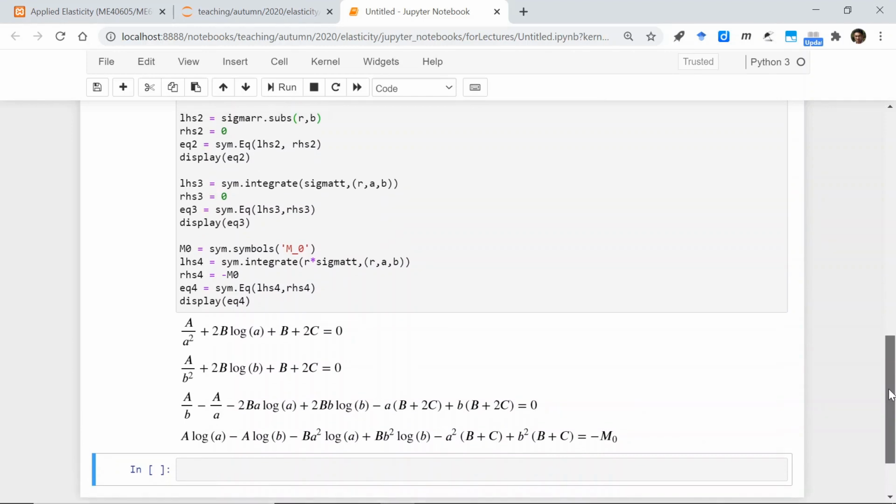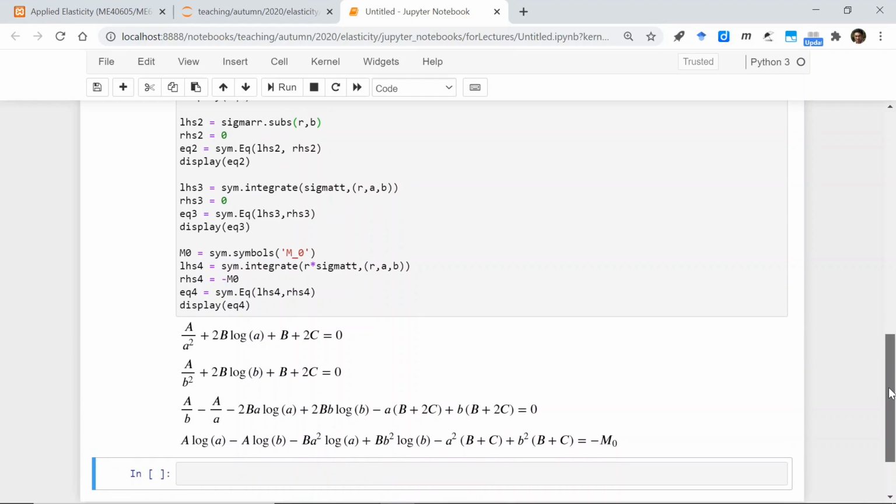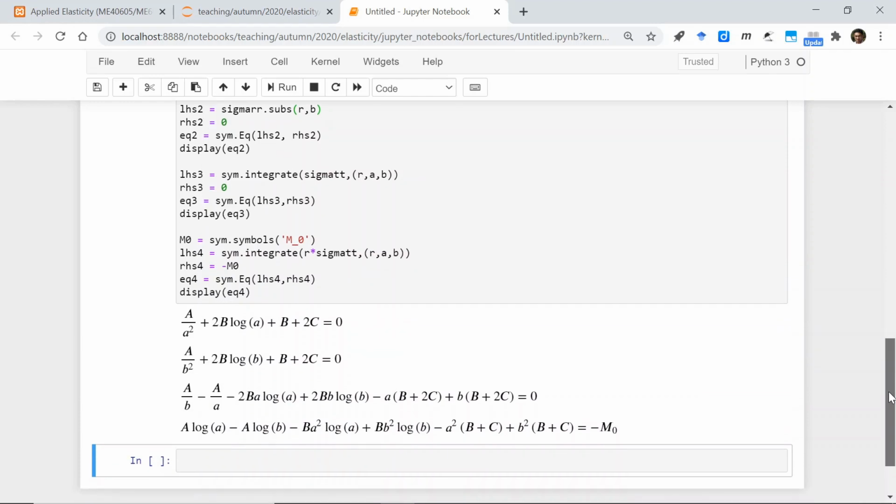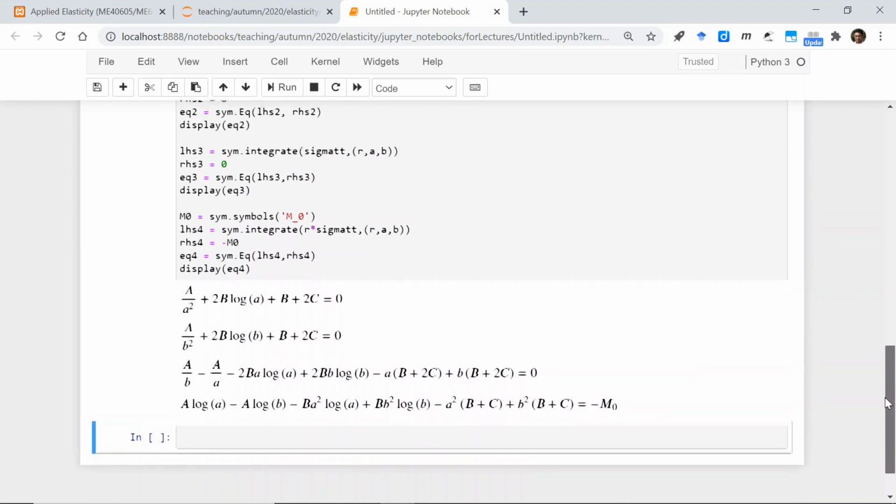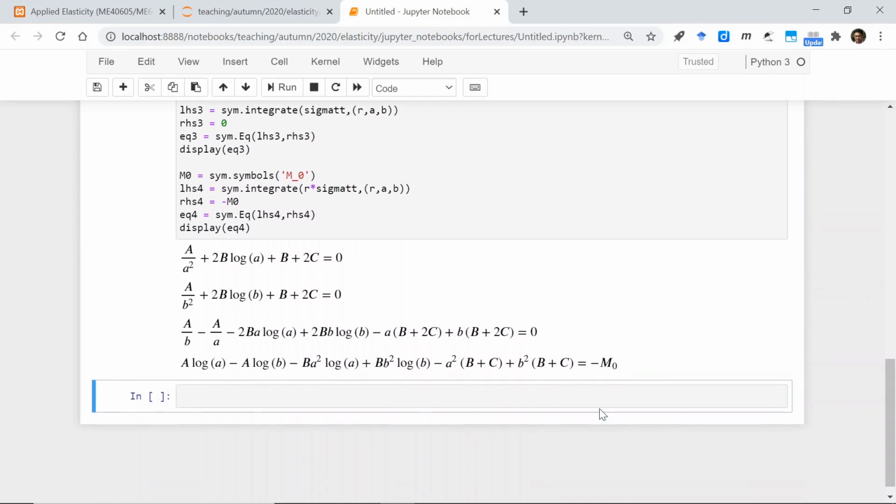Apparently we have ended up with four equations for three unknowns, but not a problem, because symbolic Python, we know, can handle these kinds of situations, as was demonstrated in an earlier video, corresponding to the example problem of a simply supported beam under uniform loading, where we had actually supplied more equations than the number of unknown coefficients of the Airy stress function. So not a problem.